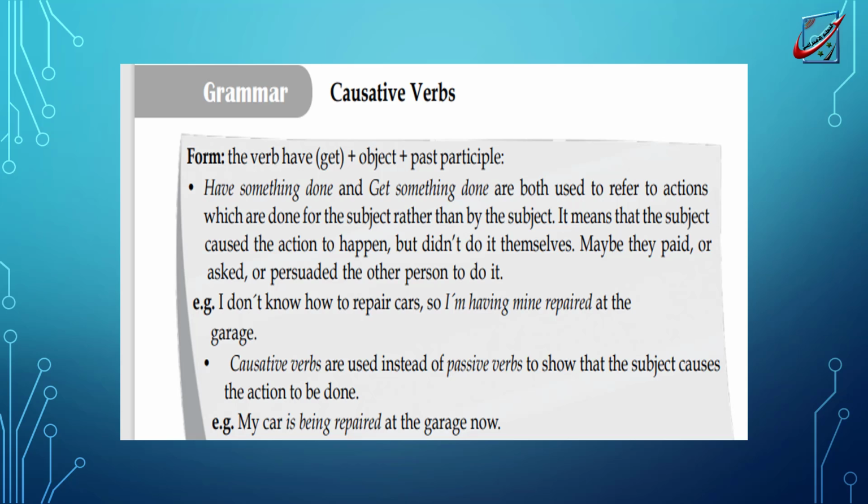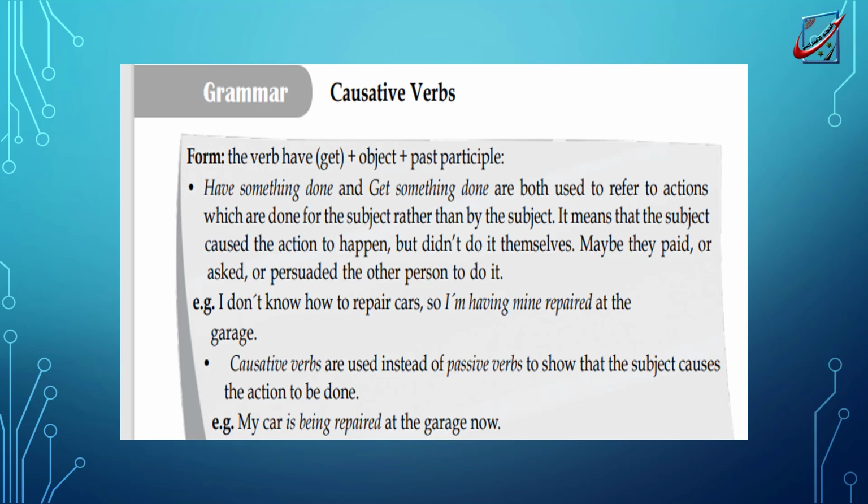Okay? So the major rule, we have subject plus get or have, no difference in meaning, plus object plus past participle. Have something done or get something done are both used to refer to actions which are done for the subject rather than by the subject. Here we focus on the action that is done for the subject and not by the subject. It means that the subject caused the action to happen, but they didn't do it themselves. Maybe they paid or asked or persuaded the other person to do it.